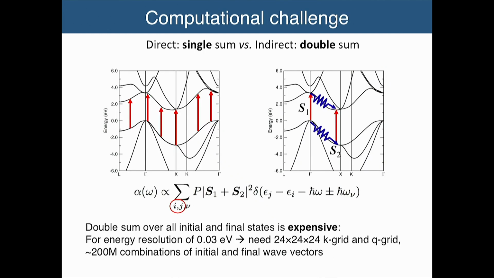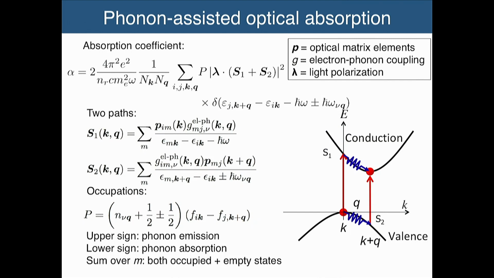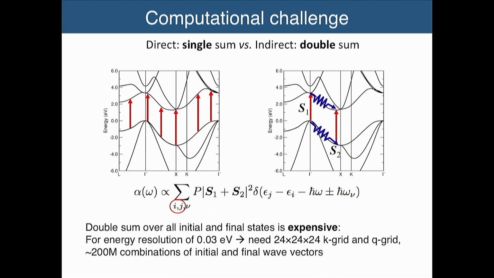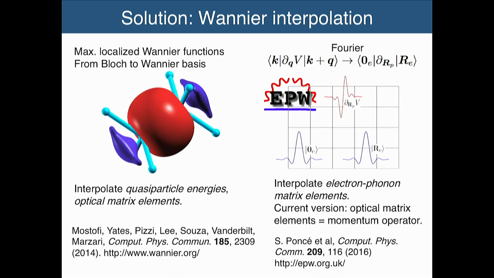So let me go back one step again. The ingredients we need here are optical matrix elements, electron-phonon matrix elements, phonon frequencies, and electron eigenvalues. Okay, the rest is summing them up. So having them from the two codes allows us to implement these equations in a very efficient and computationally not very demanding way.